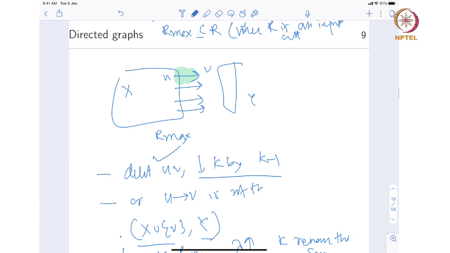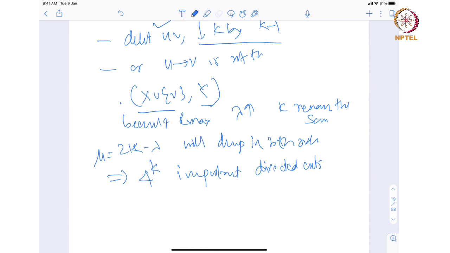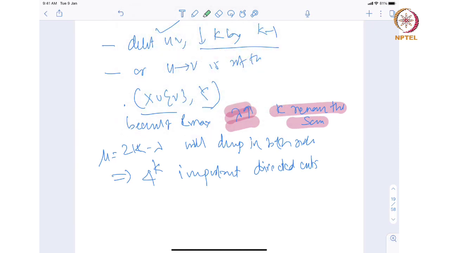But because R max is there, if you look at any set which contains R max, the min cut from there to Y is larger than lambda. So in this case, though k remains the same, lambda increases by 1. And so if you look at the same measure mu, 2k minus lambda, it will drop in both cases, right? And hence you can show that the number of important directed cuts is upper bounded by 4 to the power k. Again, it's a very important exercise to go back to every lemma of the undirected graph, apply this new notion of directed cuts and check that it works.